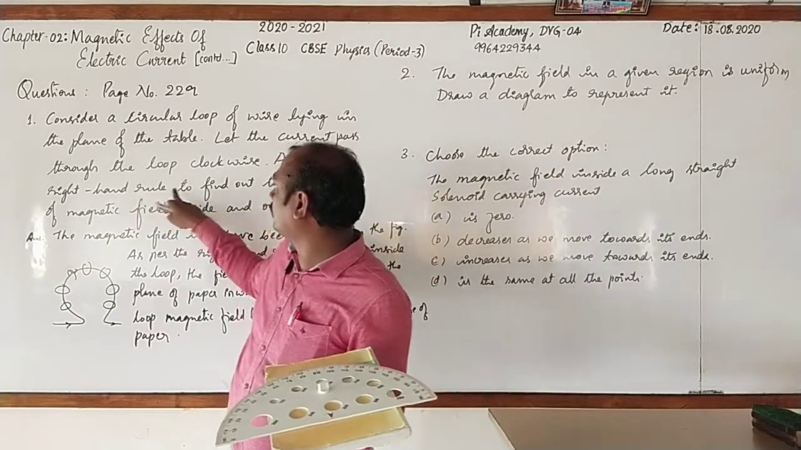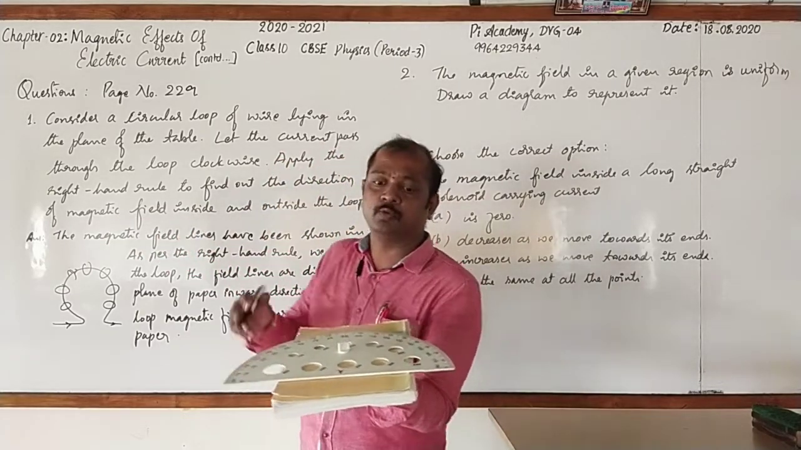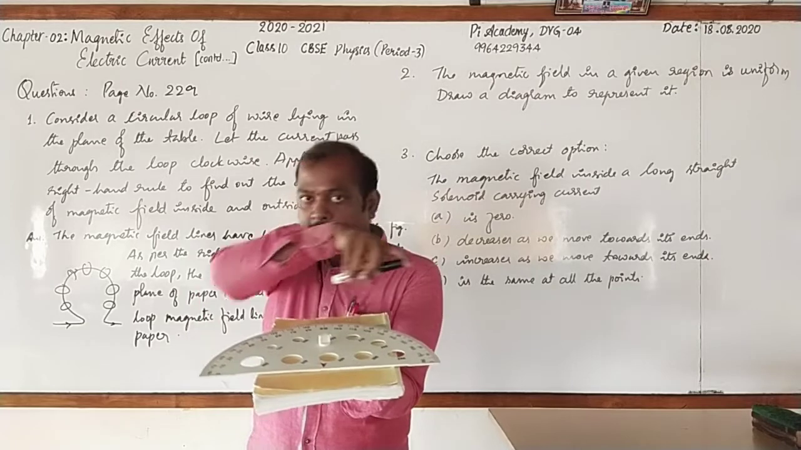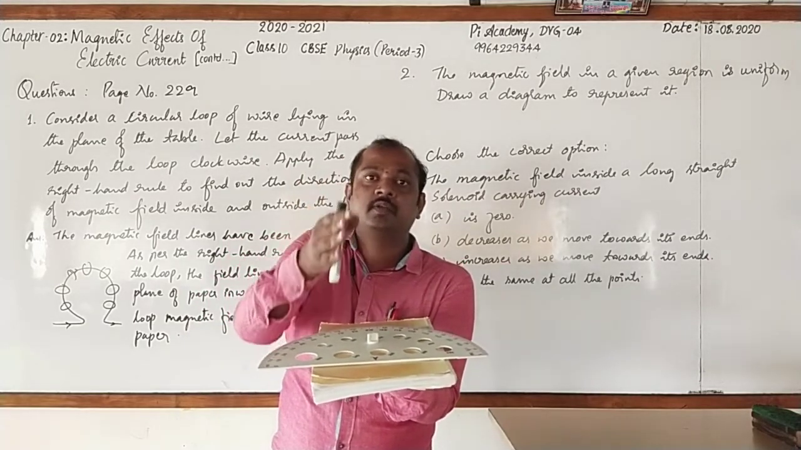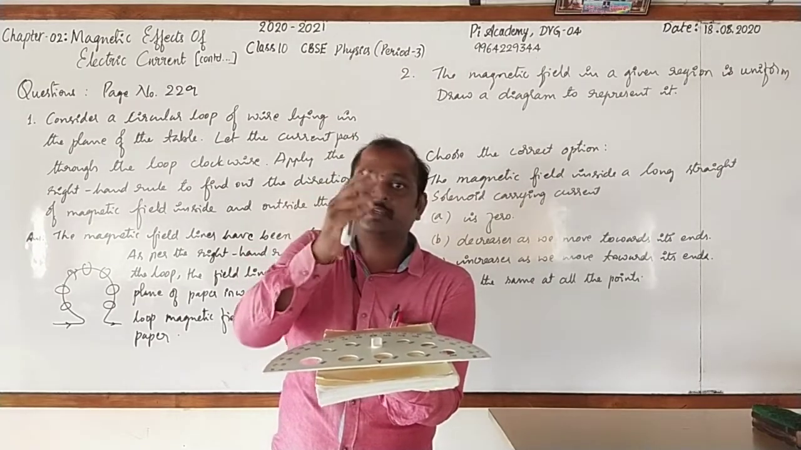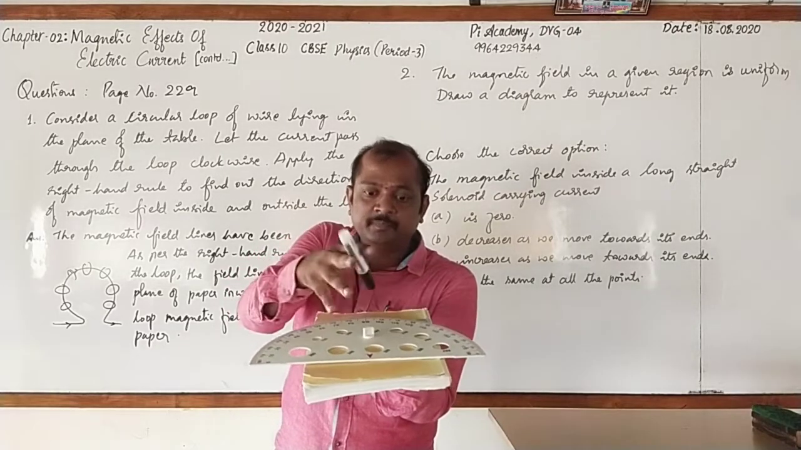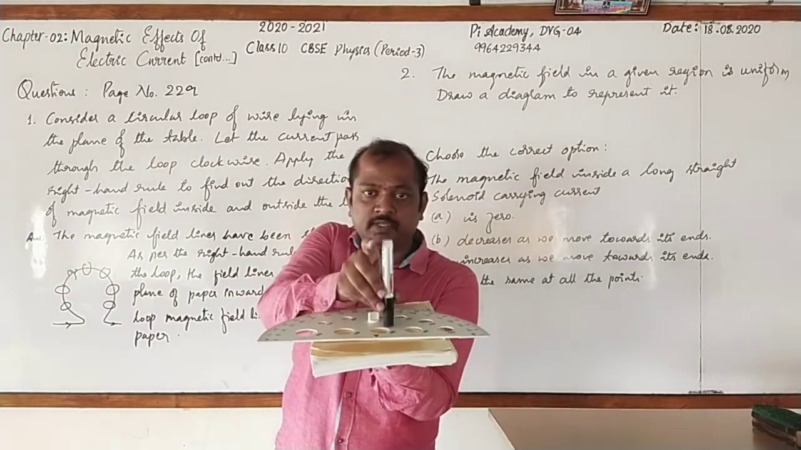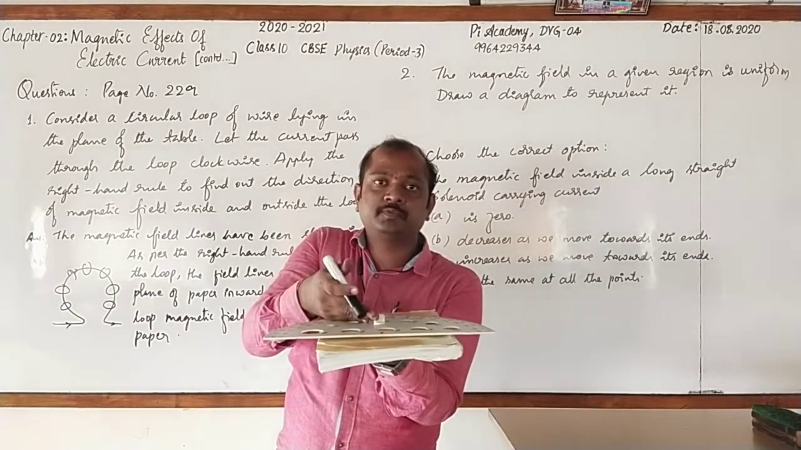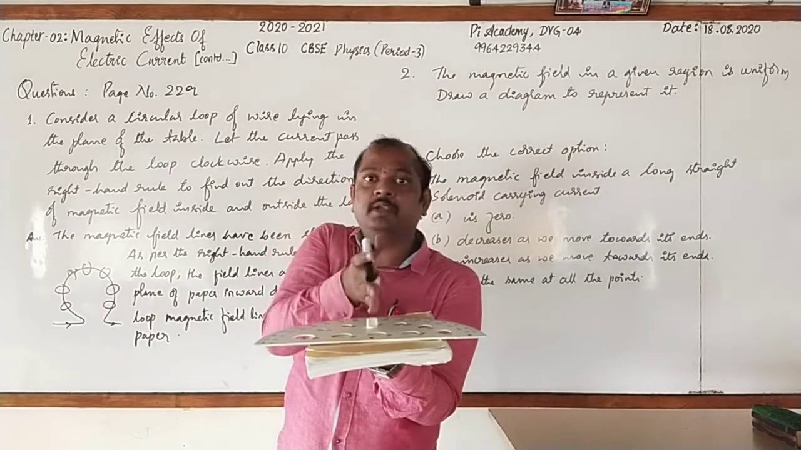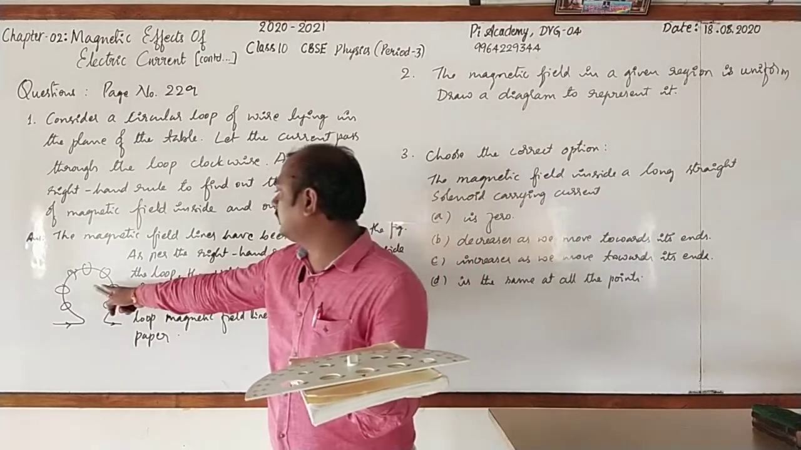Apply the right hand rule to find out the direction of the magnetic field inside and outside the loop. Inside the loop, we know that inside the circular conductor, lines of force will be straight and parallel, which is called uniform magnetic field. Here it is placed on the plane, hence lines of force will be like this. Here one, here one, here one, here one. How are these with respect to the plane of the table? They are perpendicular. The same thing has been written. The magnetic field lines have been shown in the figure.